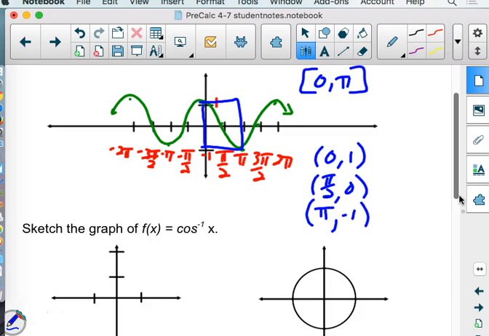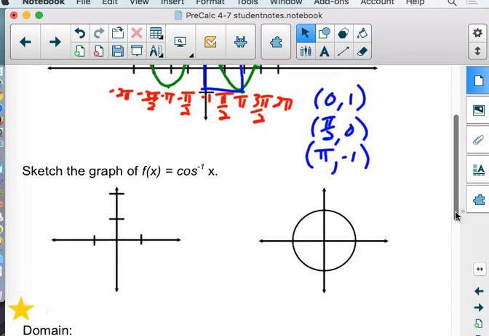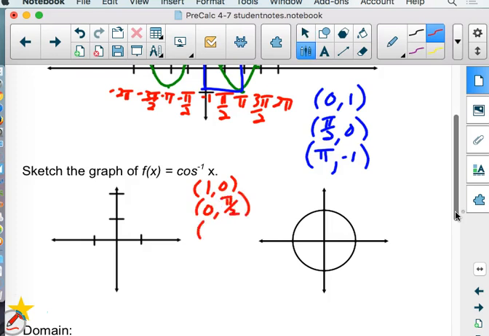So to sketch the graph of the inverse, all you do is you switch the x's and the y's. So let me switch colors here and switch the order. Realize, well, now my domain, my x's, are what's going from negative 1 to 1. But my y's are going to be 0, pi over 2, and pi. And I need to get those points on there. So (1, 0), (0, pi over 2), (negative 1, pi).